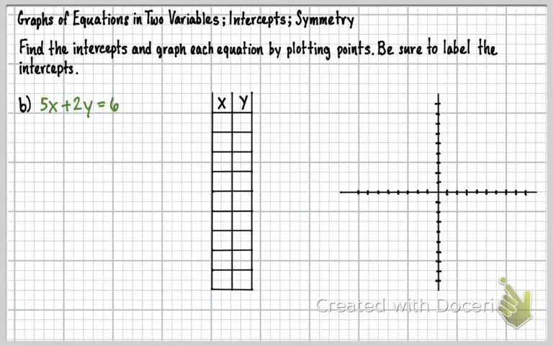Find the intercepts and graph each equation by plotting points. Be sure to label the intercepts. So this one here is going to be a little easier than the last one we did. The intercepts are definitely going to be a little easier here.